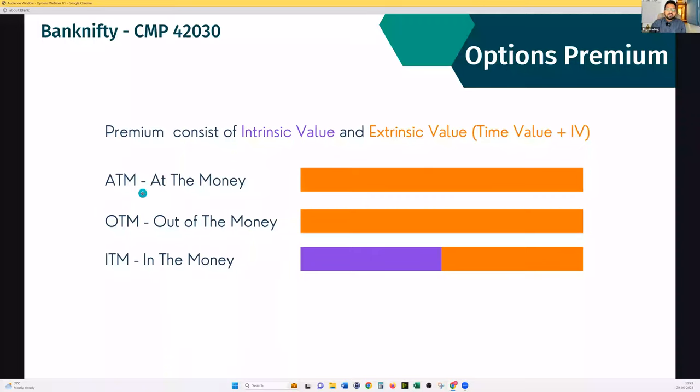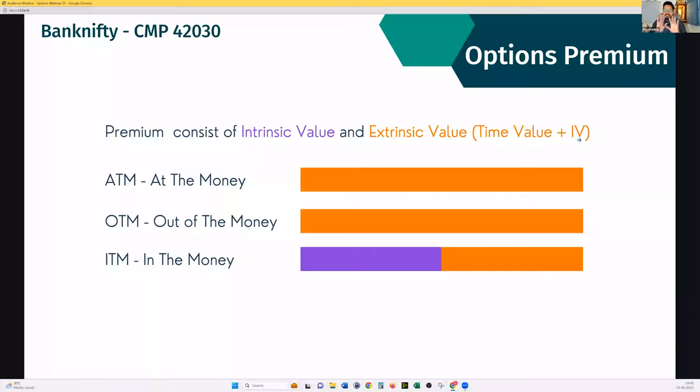Okay. So for the time being, you guys understand one thing very clearly. ATM and OTM, at the money options and out of the money options, will have only extrinsic value. And the in the money options, ITM, will have both the intrinsic value as well as extrinsic value.